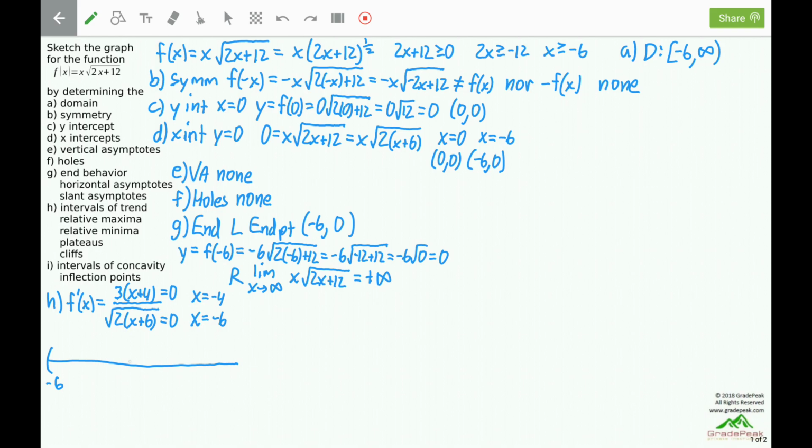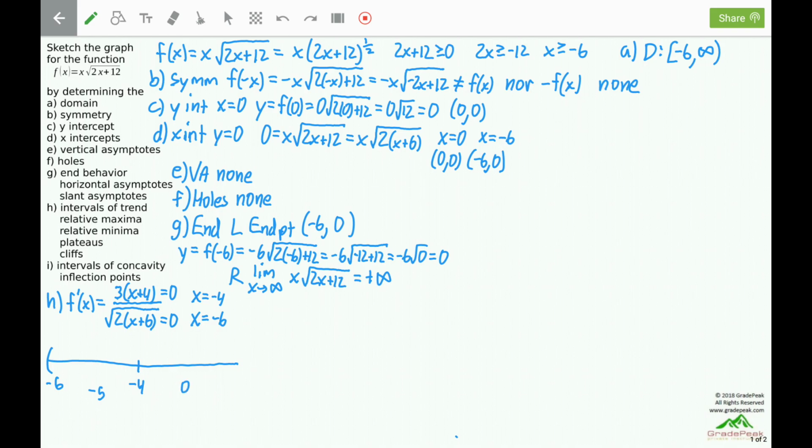And we can put any other critical numbers on here. There's a -4, which will go here. This splits the domain interval into two separate intervals. We can pick a test value in each of the intervals. The first interval, -6 to -4, we can pick -5. The second interval, -4 to positive infinity, we can pick 0.